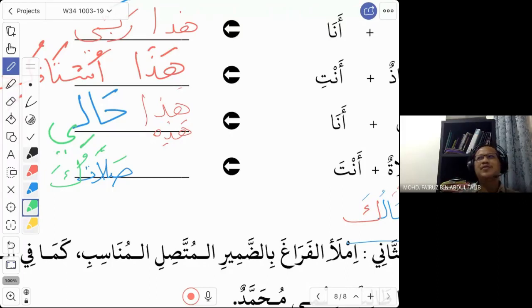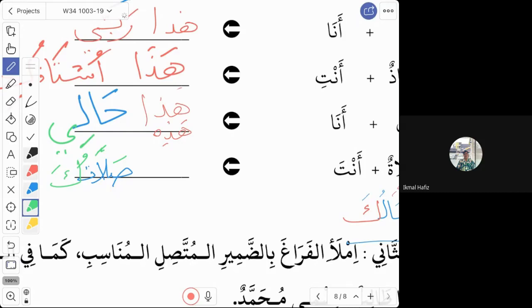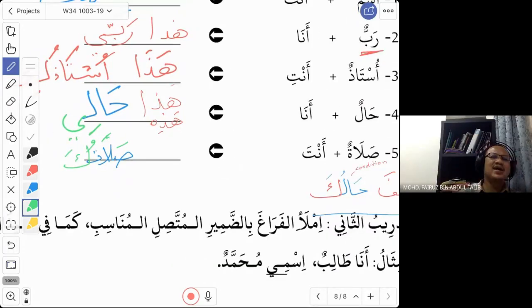Now let's say we want to add this word haza or hazihi. What is the correct word? Haza salatuka or hazihi salatuka? Ikmal said haza. Why haza, Ikmal? Because of ka at the end. Again, when you say this, are you referring to the prayer or to you? The prayer here means the way you pray.